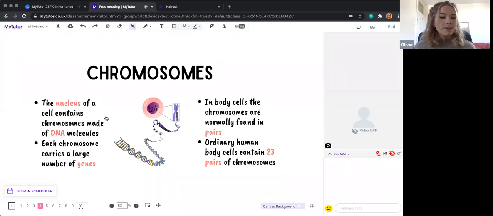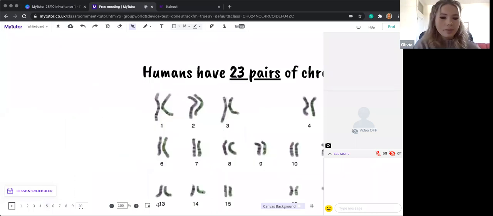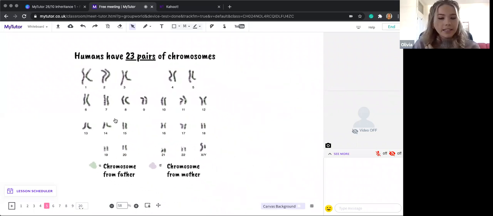So chromosomes are found in the nucleus, and chromosomes are made of DNA. DNA holds our genes. They're normally found in pairs. So, for example, chromosome number 1, we have 2 copies of chromosome number 1, all the way up to chromosome number 23. So we can see here, this is what chromosomes look like in humans. We can see in green, we've got the chromosome from your dad, and in purple, lilac, whatever color that is, you've got the chromosome from your mum. So you can see for every chromosome, we have 2 copies, and then right the way up to X and Y.